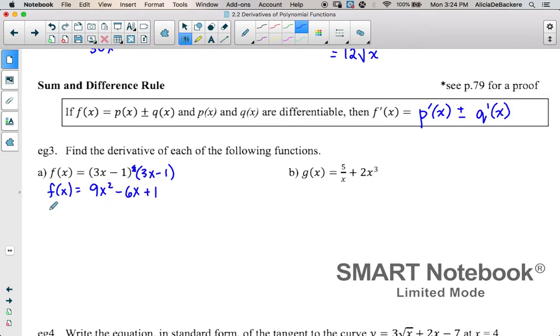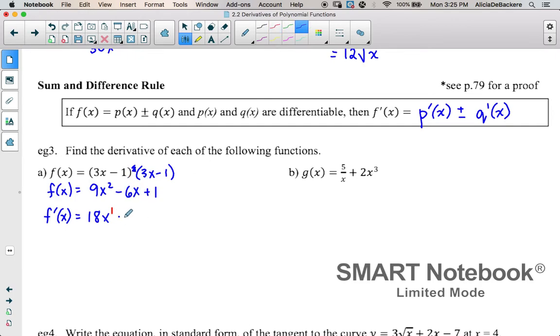Once I've expanded it all, then I can take the derivative, and the sum rule tells me I just take the derivative of each piece separately and add or subtract them together. So looking at the first piece, 9x squared, I bring the 2 down and multiply it with the 9. I get 18, and then I'm going to subtract 1 from the exponent. So you can write a 1 here if you want. You don't technically need to. And then I move on to the next piece.